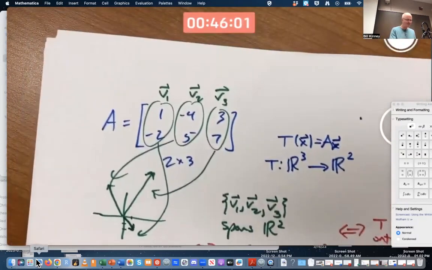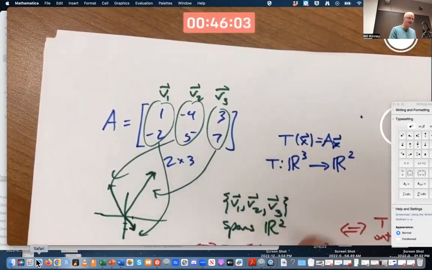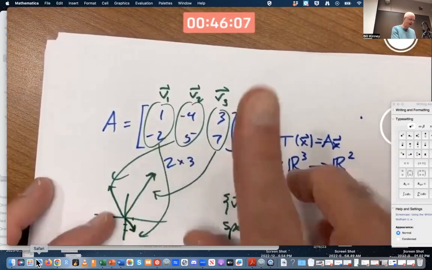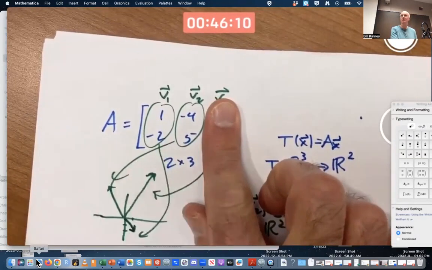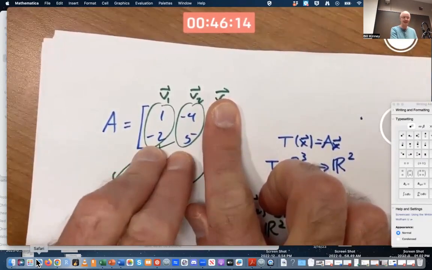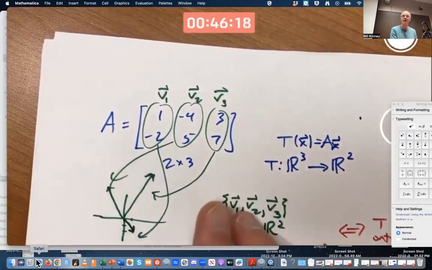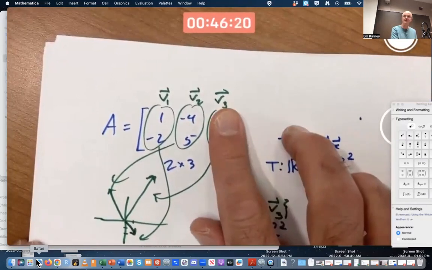Could I get rid of one of these vectors and get a basis? Yes, you can. In fact, you could get rid of any one of these vectors, say the third one, and the remaining two would be a basis for the plane. Would form a linearly independent spanning set still. It'd be two non-zero vectors that are not parallel in the plane. It's going to form a basis.